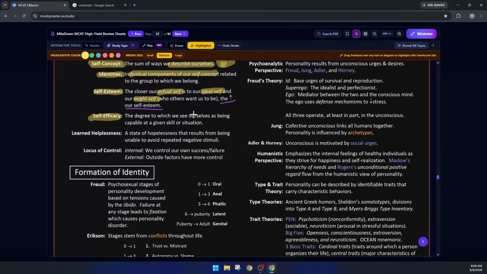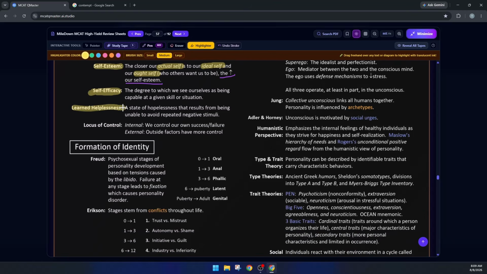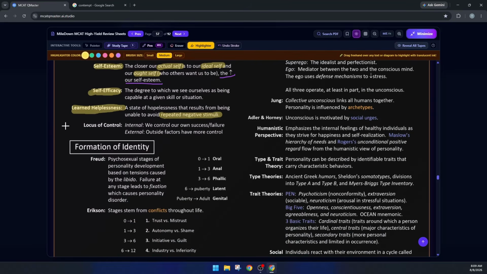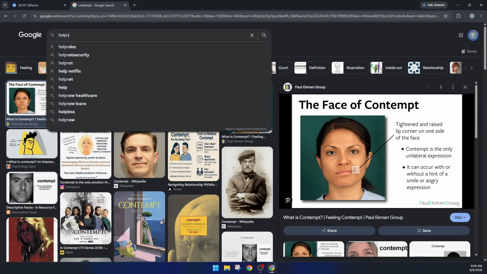Self-efficacy is the degree to which we see ourselves as being capable at a given skill or situation, so that's easy to learn. Learned helplessness is a state of hopelessness that results from being unable to avoid repeated negative stimuli. So learned helplessness is just a complicated way of saying giving up, right? So I'm going to show a better example.